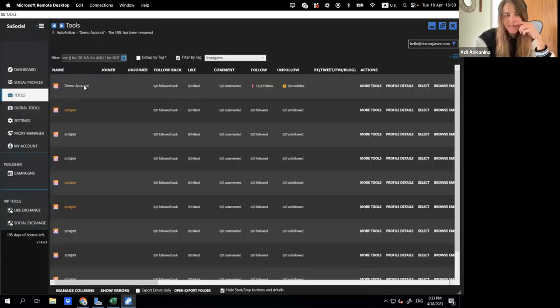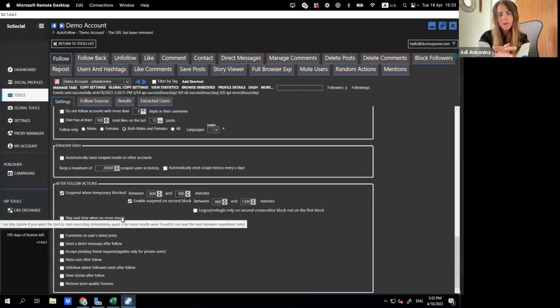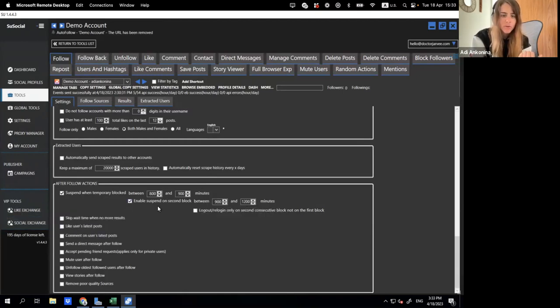Yes, and also very important, as Tal mentioned in the past, it's these settings over here to suspend the tool and stop it when you get any type of block. Sometimes you can get a session block or action block just because you reach a type of limit. So it's just going to stop, and then you can check the account and see what happened.